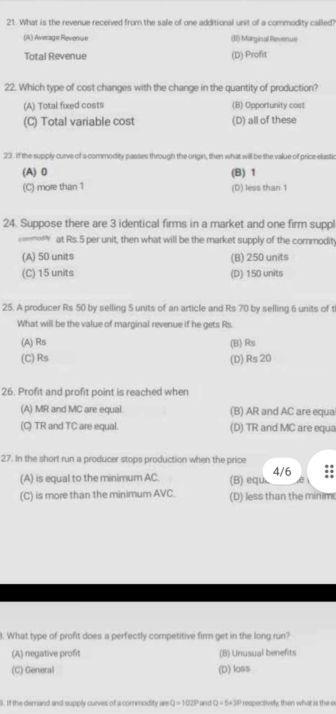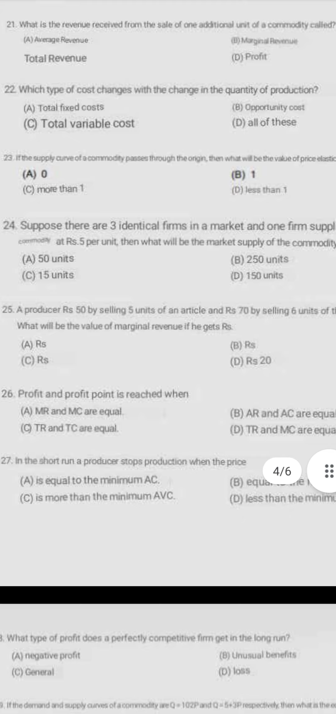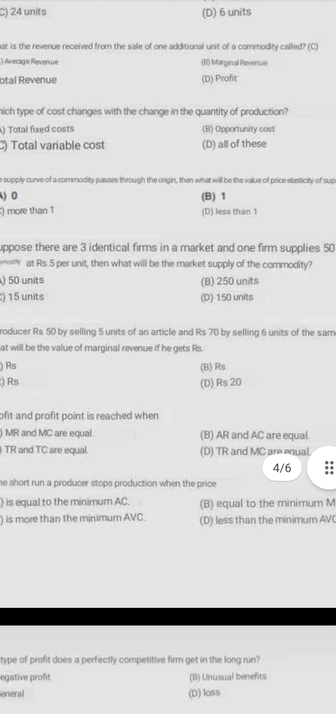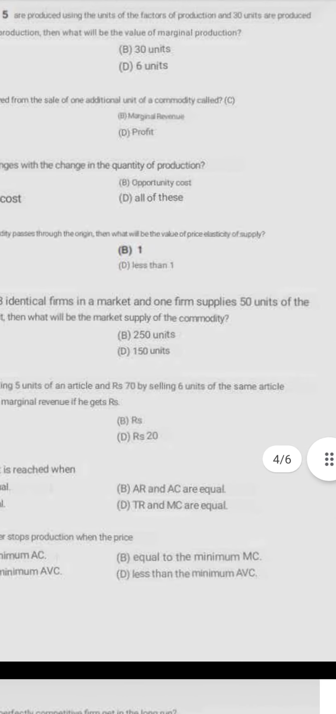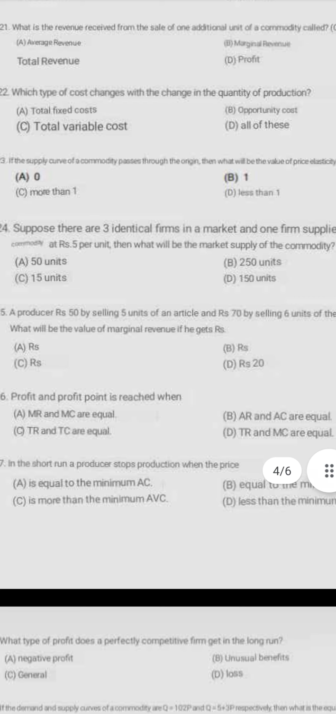25. A producer got rupees 50 by selling 5 units of an article and rupees 70 by selling 6 units of the same article. What will be the value of marginal revenue? That means at first he sells 5 units and gets 50 rupees, and next 6 units and he gets 70 rupees. Then 70 minus 50, that one is 20. So the correct option is D, 20 rupees.